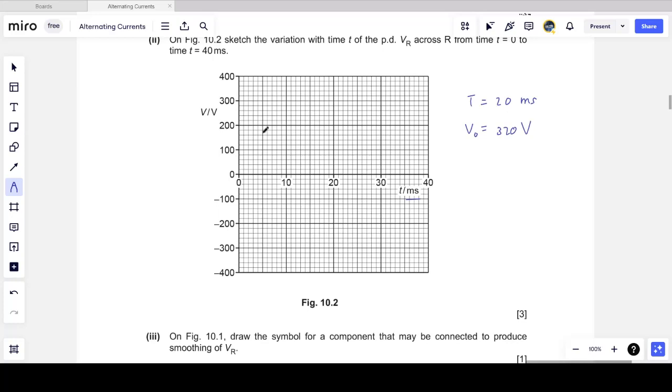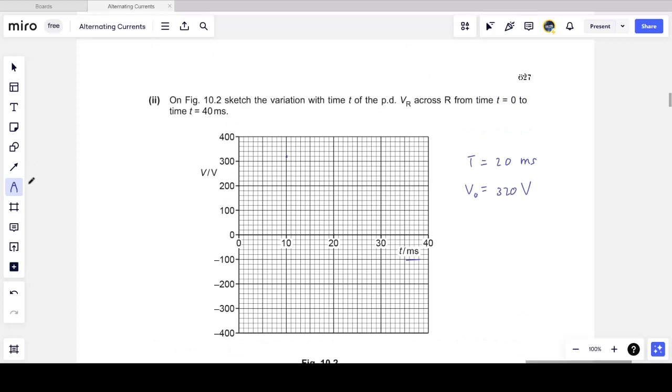And so I first need to find 320. 320 is going to be here, and I'm going to plot 10 milliseconds and 320 volts. Why is that? Because after 20 milliseconds, what I have is the entire cycle that's occurring.